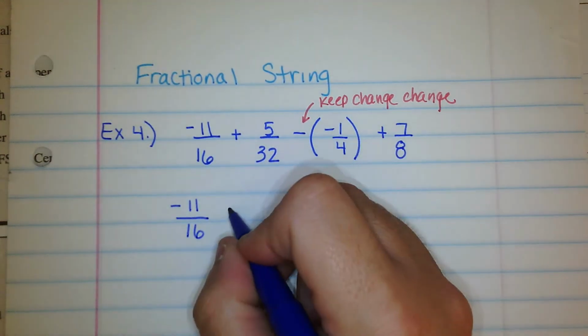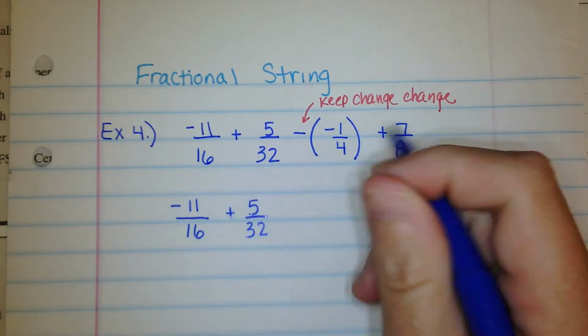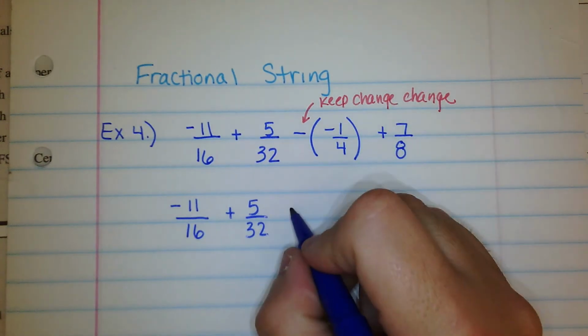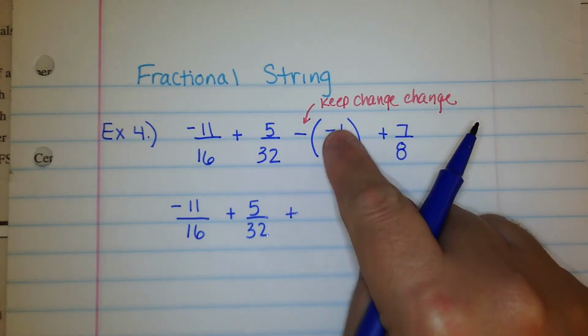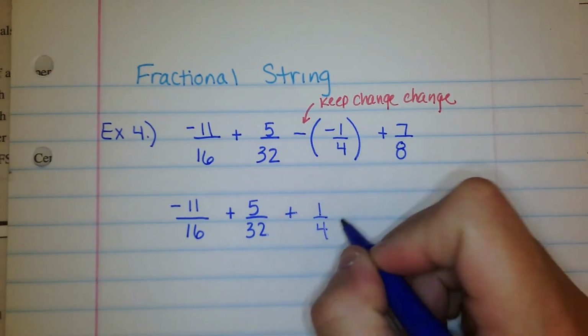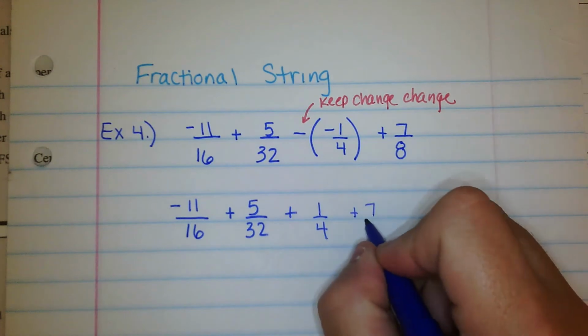-11/16. We're going to keep the 5/32. We're going to change that minus sign down here to a plus sign. We're going to change this -1/4 to a +1/4. And we're going to bring down that +7/8.